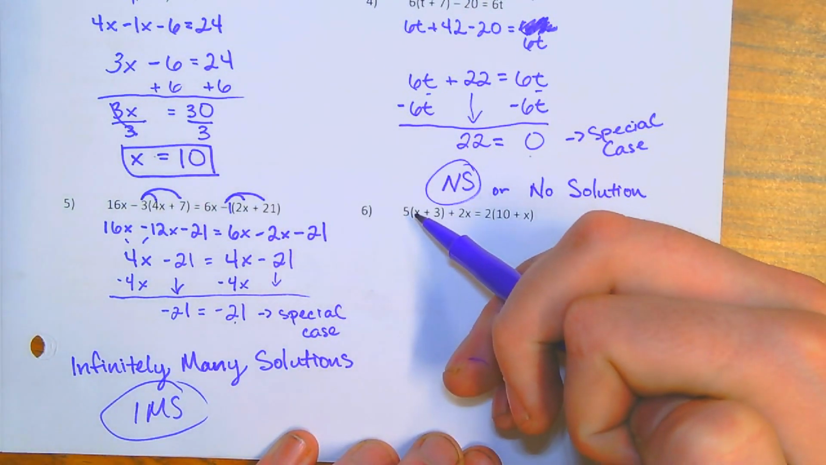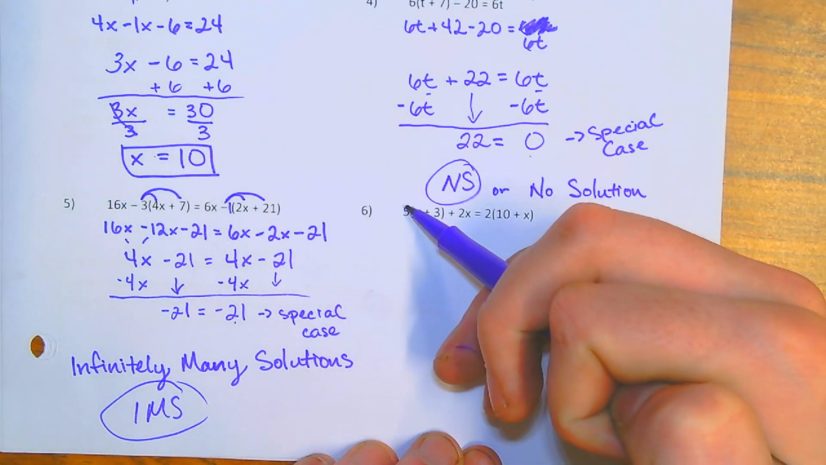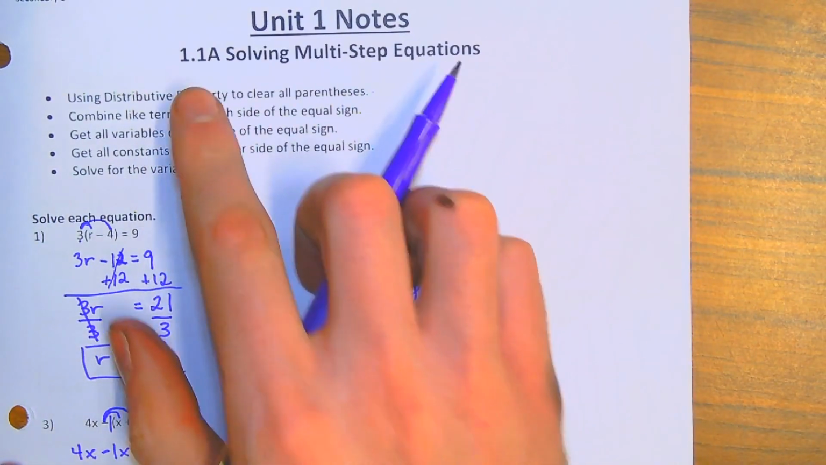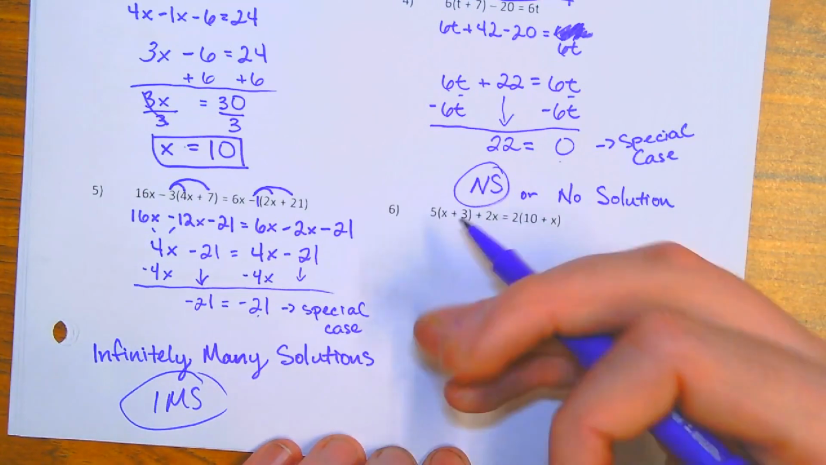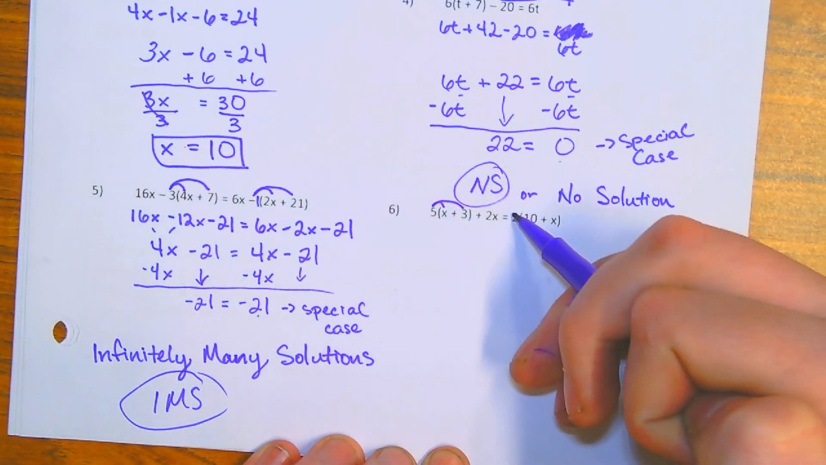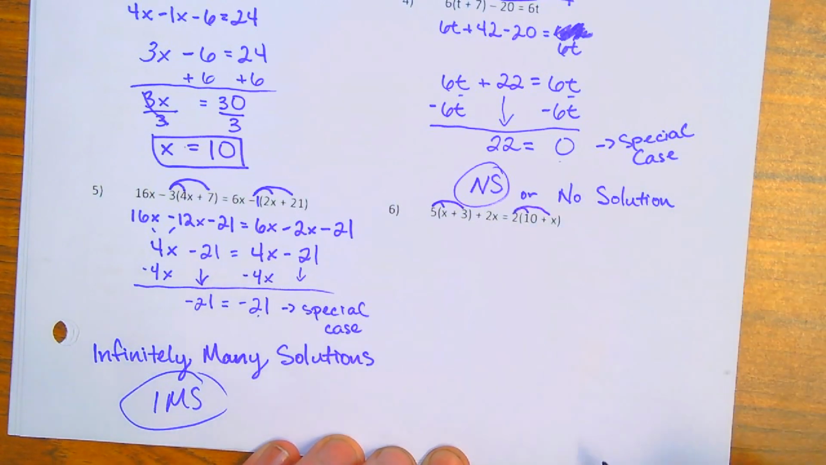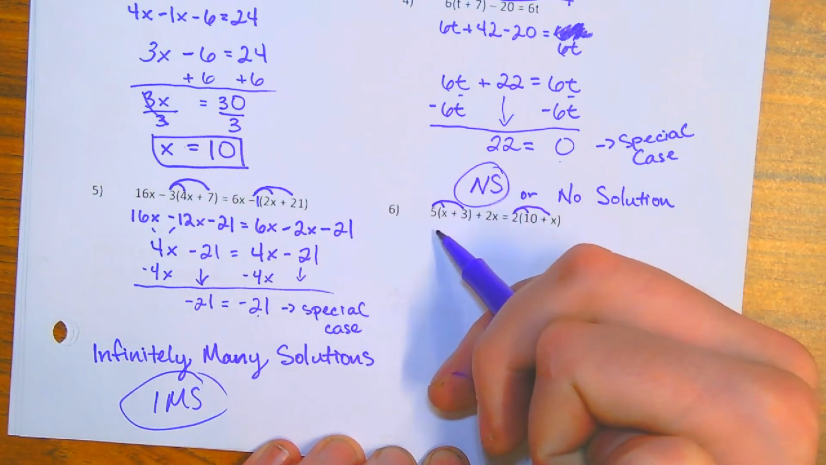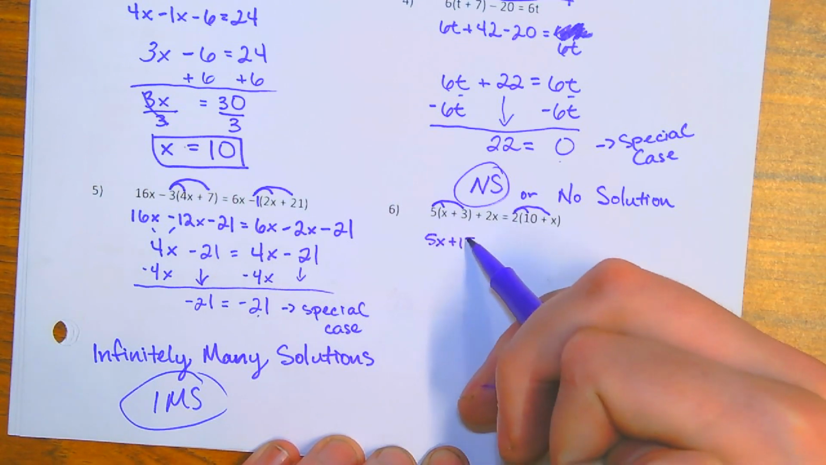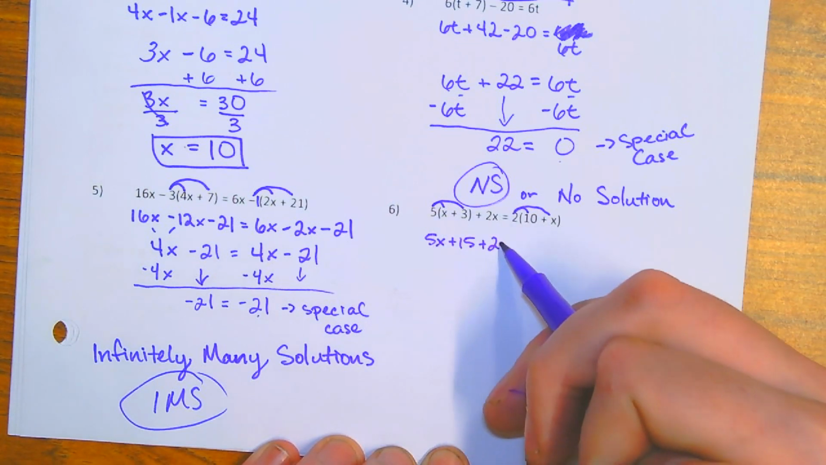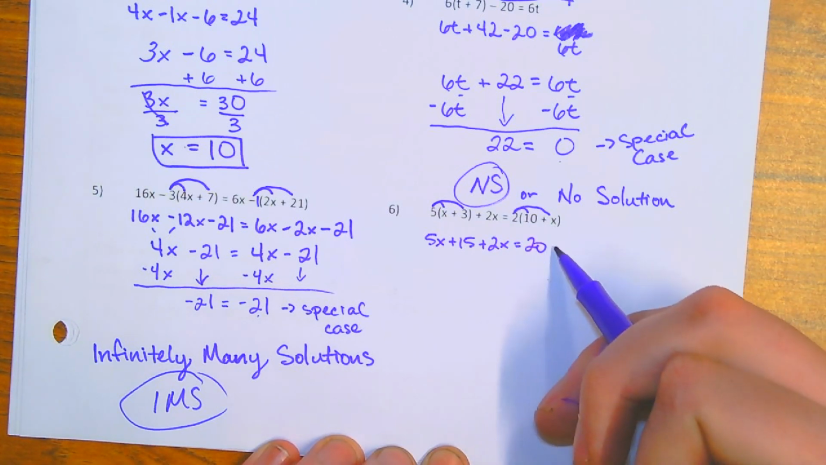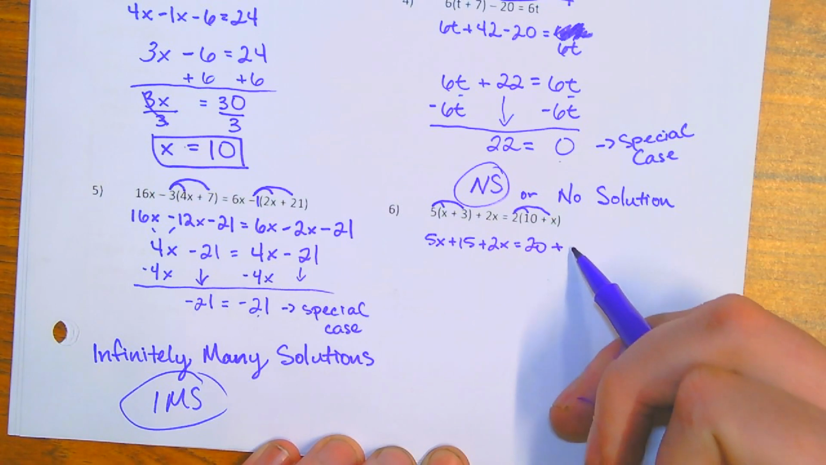For 6, again, first step, use distributive property to clear all parentheses. We're going to go 5 times x and 5 times 3, 2 times 10, and 2 times x. 5 times x is 5x, 5 times 3 is 15, plus 2x equals 2 times 10, which is 20, plus 2 times x, which is 2x.